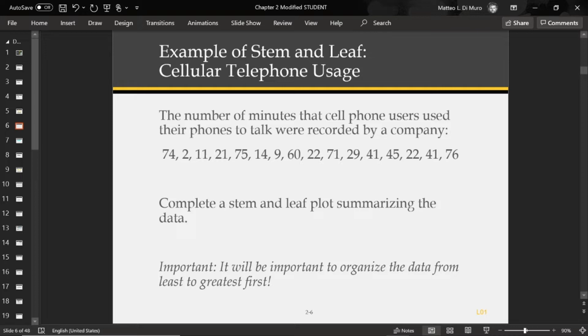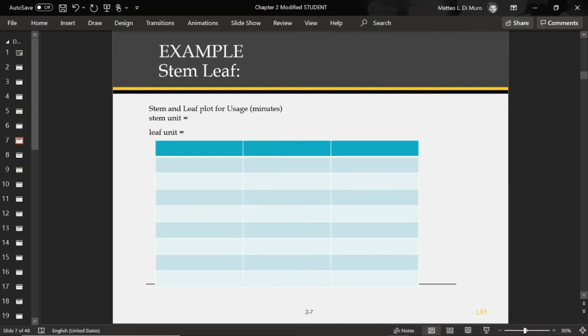So our example is, and I just made this one up, the number of minutes that cell phone users use their phones to talk were recorded by a company. And then we have all the minutes there. So the question says, complete a stem and leaf plot summarizing the data. And I'm just going to remind you that it is important to organize that data from smallest to largest. So if you go to the next slide here, this is probably the easiest way to organize.